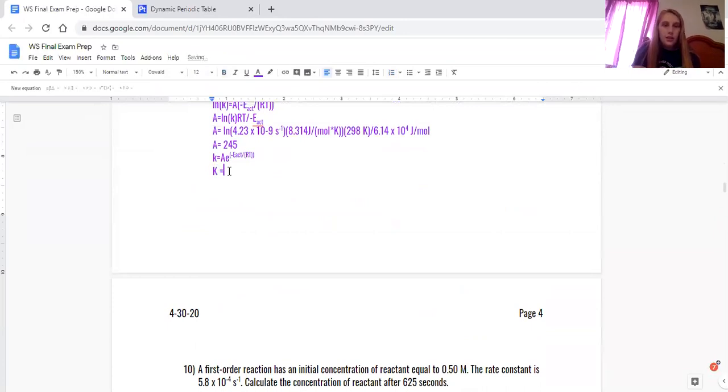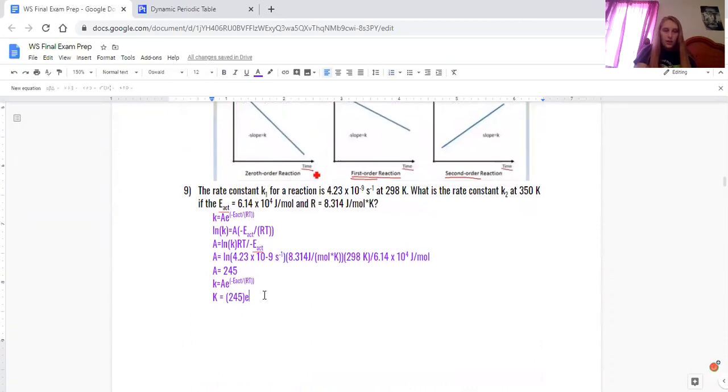So we're going to have K equals A, so 245 times e to the power of the energy of activation, which is going to remain the same. So just going to be this right here again. Okay, so we're going to put that here.